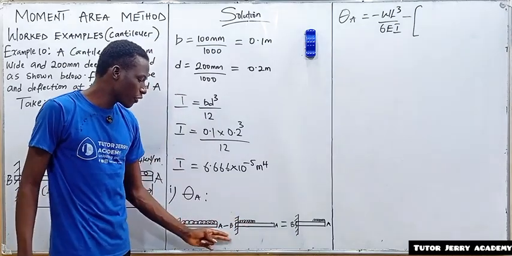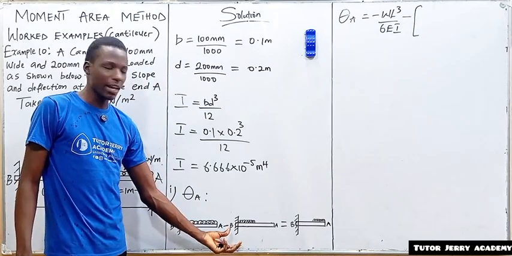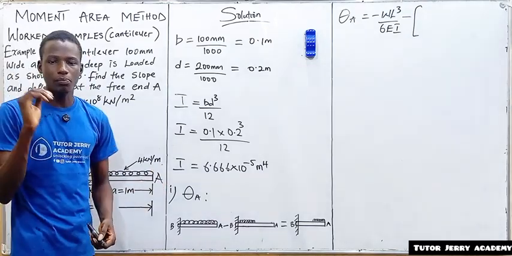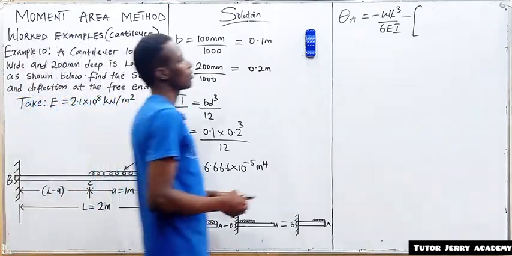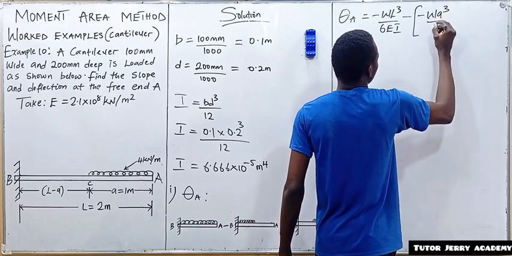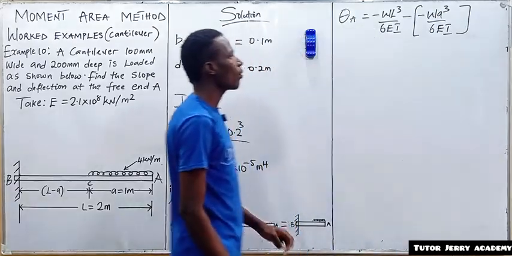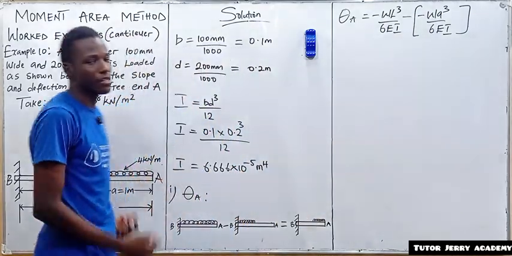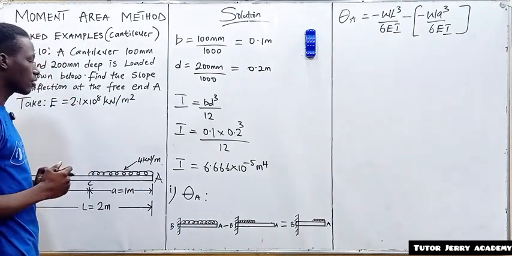a cantilever with a uniformly distributed load at a distance a from its fixed end. When we consider this case, we got our slope equation to be nothing but minus WA to the power of 3 all over 6 EI. So this is what we have. Now if we minus this from this, we will get this, which is our question here. So it's very simple.